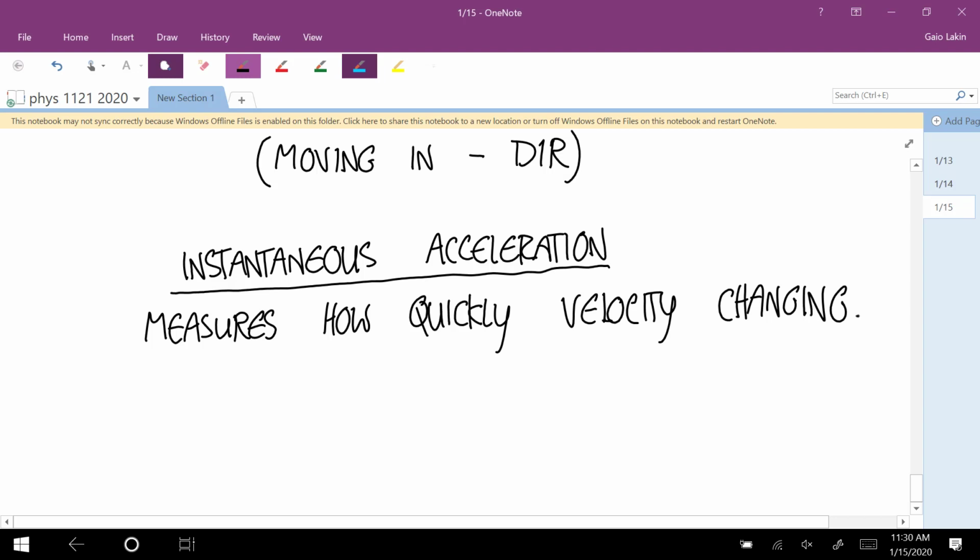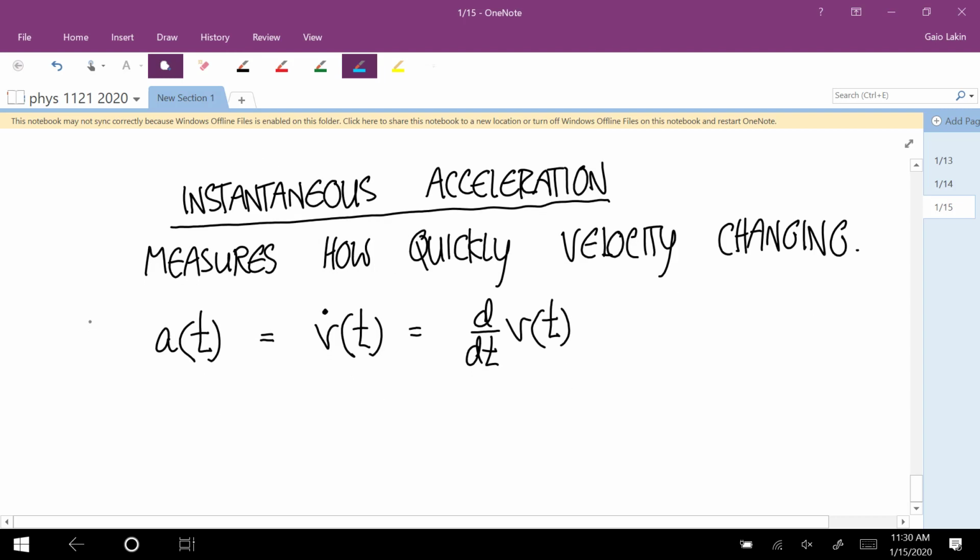And the definition of the acceleration as a function of time is the time derivative of the velocity function, which you can also think of as d/dt of the velocity function. And that means that it's the second time derivative of the position function. Or you can write it this way.